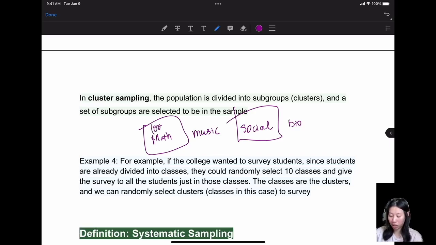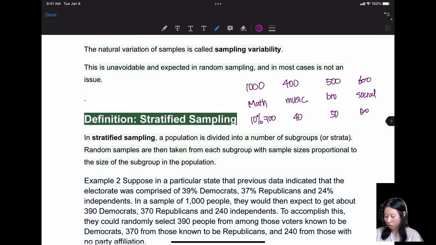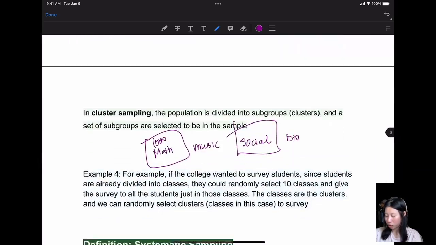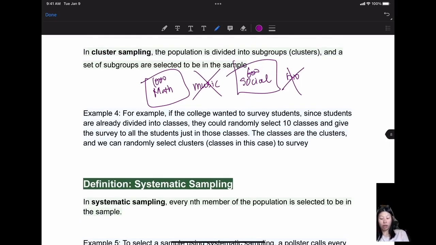That means you need to sample 1,000 students. How many students are in the social study? 600. And then you sample 600 students from social study. You don't sample everyone else in the music department and biology major students. Okay, so you see the differences between stratified and cluster sampling. Stratified is you pick some percentage from each department, but with this one, after you divide it into groups, you just survey the whole group.